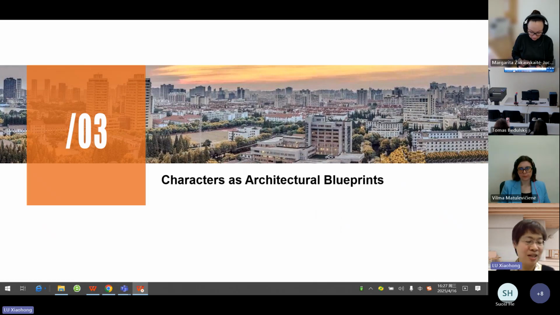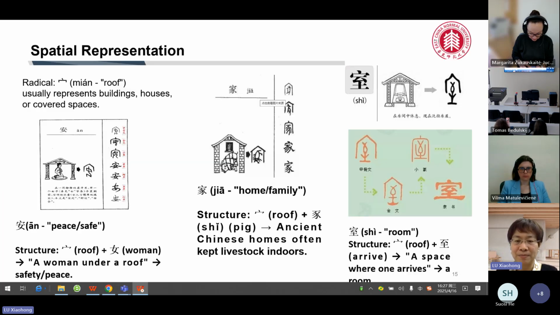Now, let's move on to the next part. So we say characters are architectural blueprints. Now, why do we say that? As we have just mentioned, the Chinese character can indicate spatial presentation. Let's take some words. For example, here we have the radical 宀. It is pronounced as mián, or we can also say 宝盖头. When you are learning Chinese, we say this is 宝盖头, or mián, meaning roof.